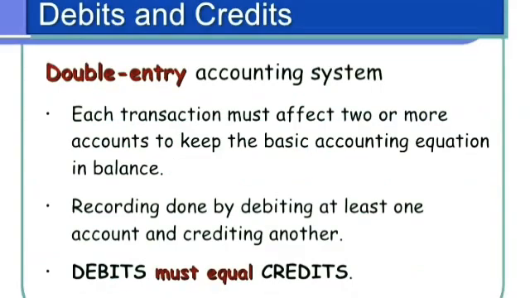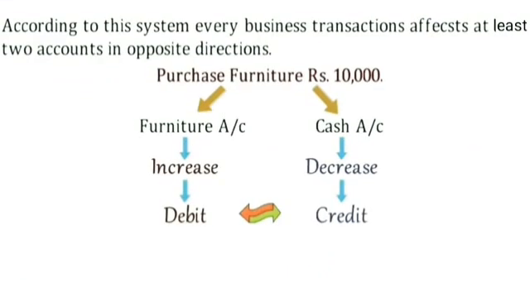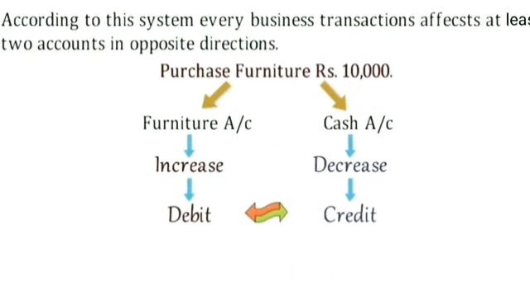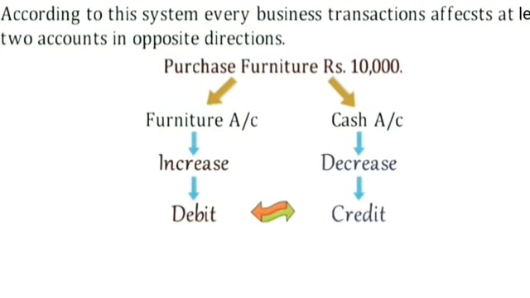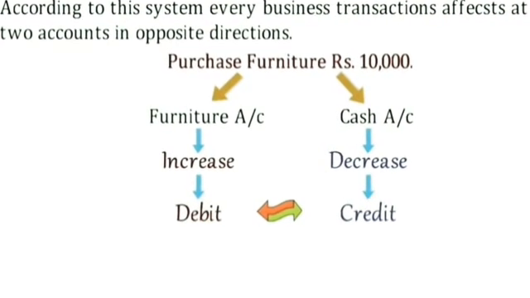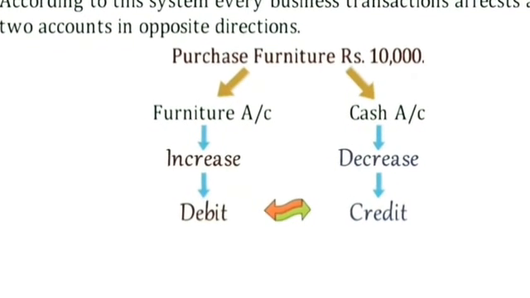As discussed, the double entry system follows the recording of two aspects of a transaction. So we can say that the debit amount must be equal to the credit amount. Let's understand this with the help of an example. As per the example, furniture purchased is rupees 10,000. That means furniture is increasing, so we debit it, and for payment of cash, cash is decreased, so we credit it.